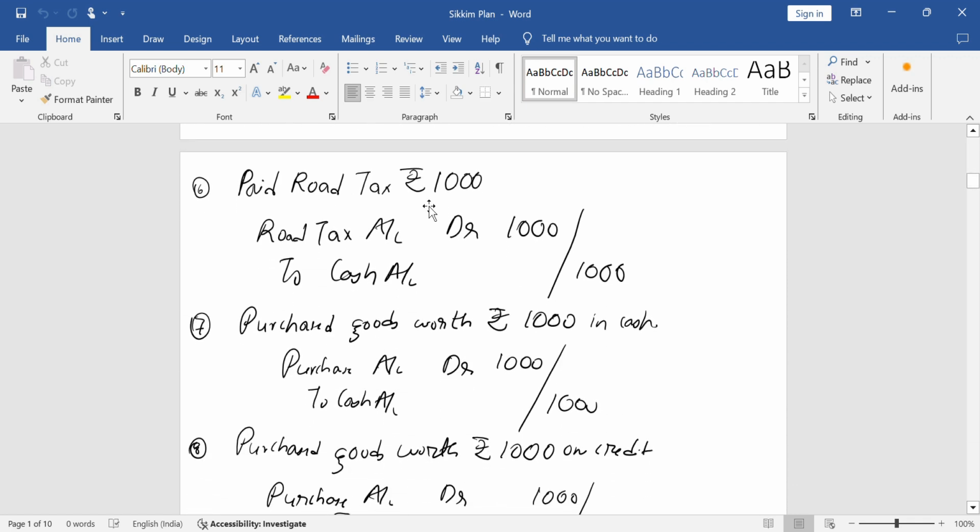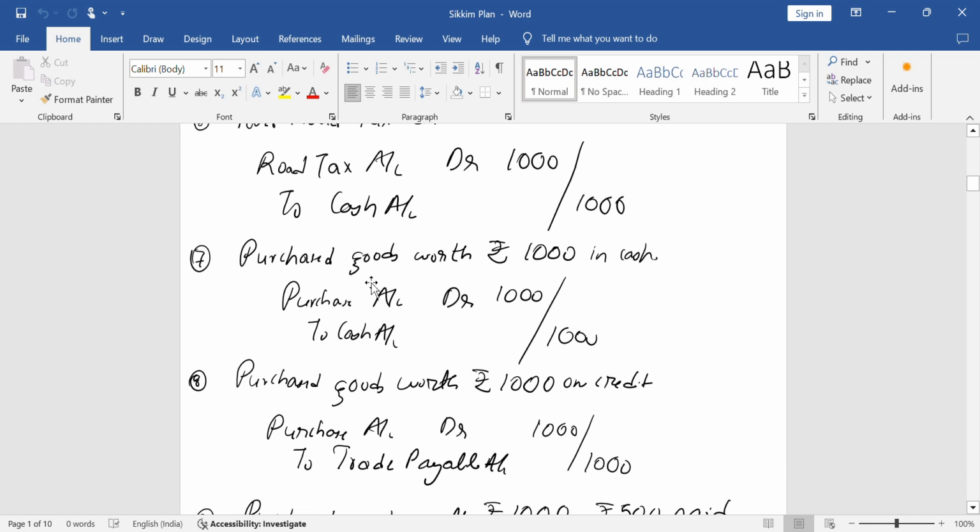Paid road taxes. Road taxes again is an expense. Expense increase means debit. Asset decrease means credit. Road tax account debit to cash account. Purchase goods worth rupees 1000 in cash. We have purchased goods in cash.